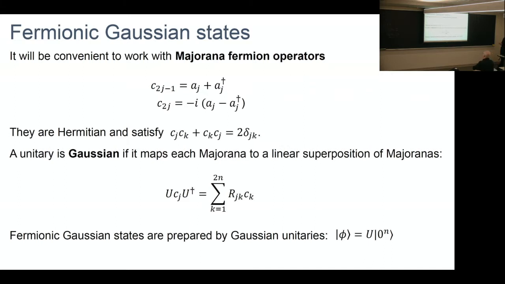Remember we're talking about a 2 to the n-dimensional Hilbert space, and we can define unitaries in that space. Such a unitary is Gaussian if under conjugation it maps each of these Majorana operators to a linear combination of Majorana operators. This is a very special subset of unitaries. The types of states we're going to consider are the Fermionic Gaussian states, which are just prepared from the all-zeros state by applying a Gaussian unitary. This is a very special family of quantum states that live in an n-qubit Hilbert space.